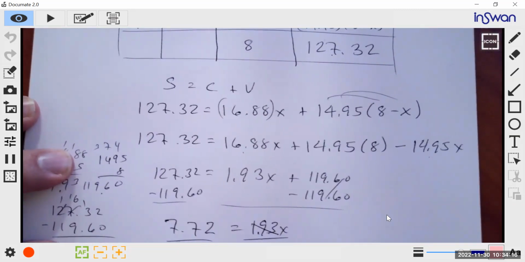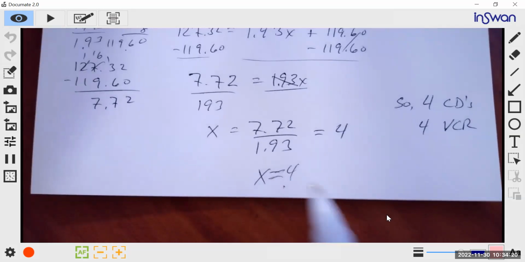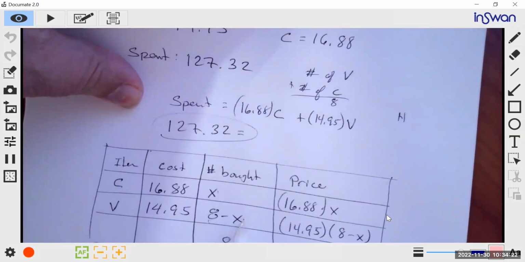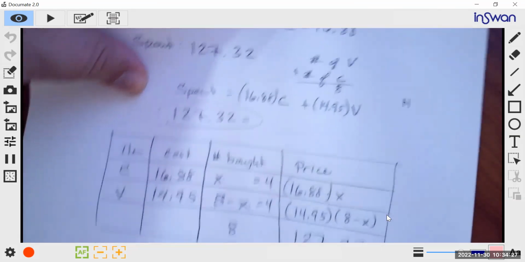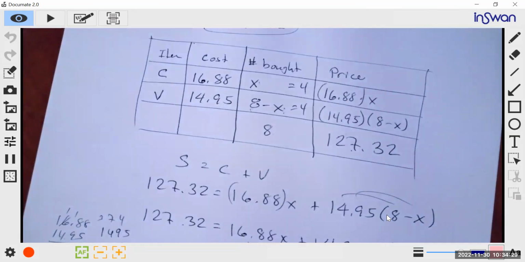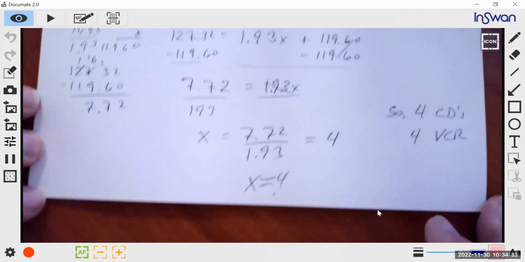Since x equals 4, 8 minus 4 is 4. So they both had 4. Yeah, that was a lot of work.